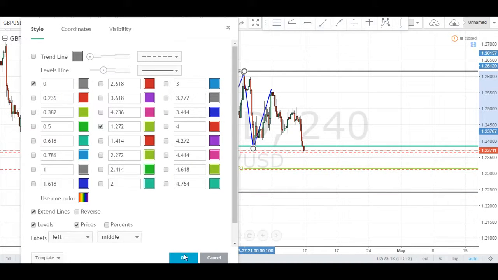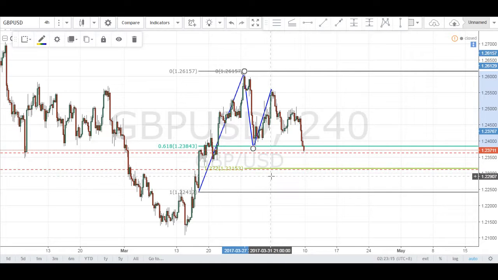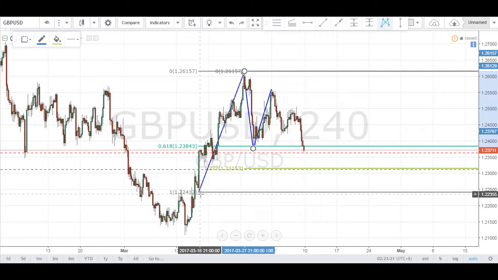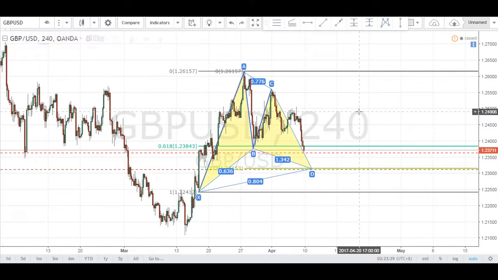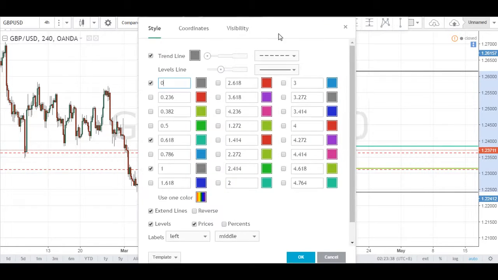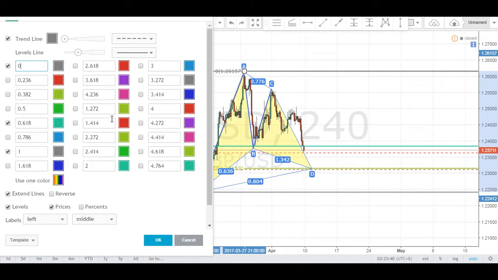Our 127 level brings us right at our identified structure area. So you can see, if I were to draw it up for you, this would be the potential Gartley pattern: X to A to B, B to C, and CD coming right here. For further confluence, you can use the X to A leg to look for a 786 coming right in with the 127 extension.